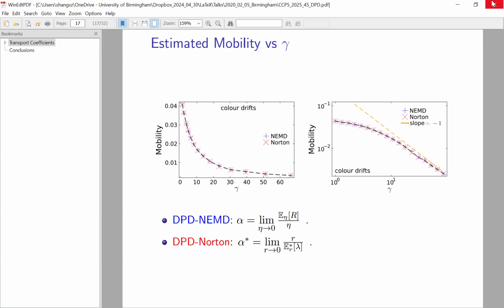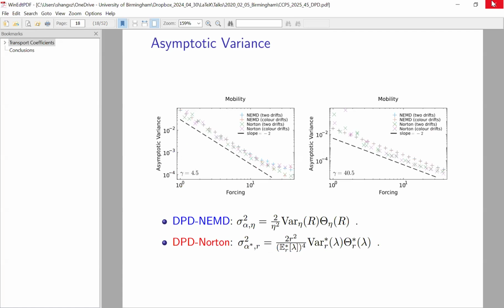And you may ask, why actually do we want to use Norton over the traditional NEMD? Here is part of the reason. You may remember, as I mentioned, the issue with the NEMD approach is it has large statistical errors. But if you use Norton dynamics, it will be able to reduce that. If we look at this asymptotic variance, which is what we are plotting here, we can see that on the left, when we have relatively small friction coefficients, the Norton is slightly better than the NEMD approach.